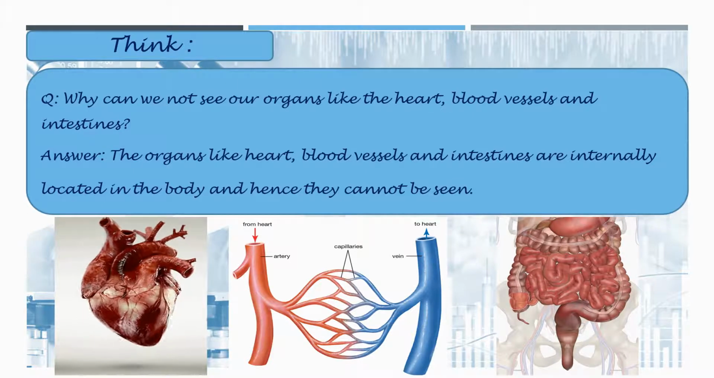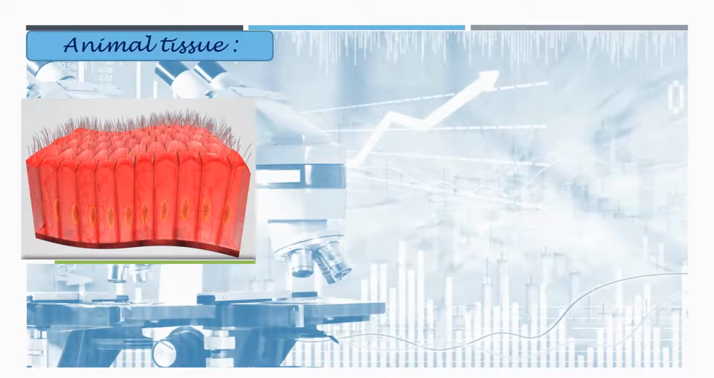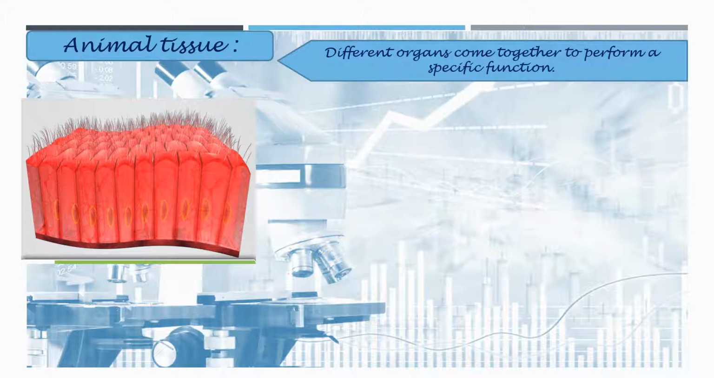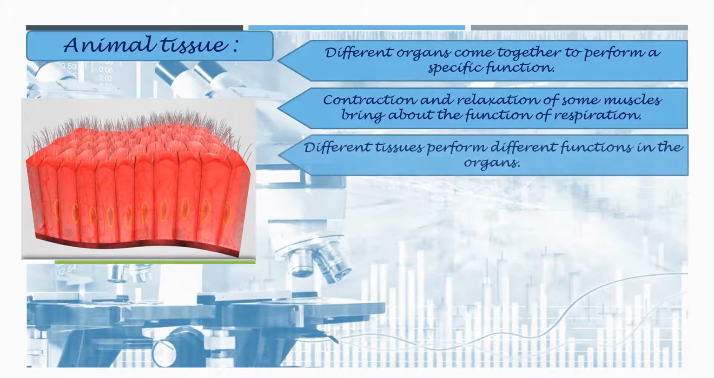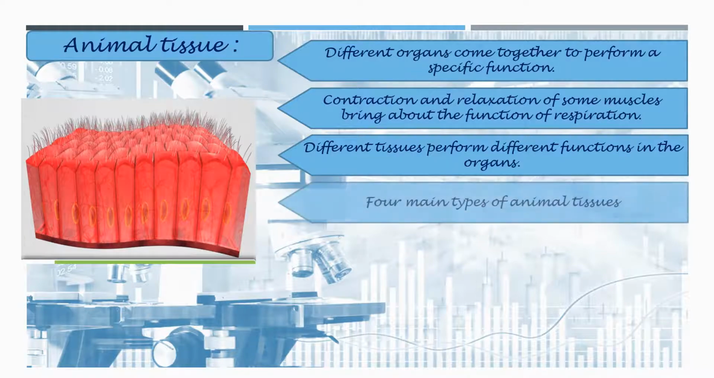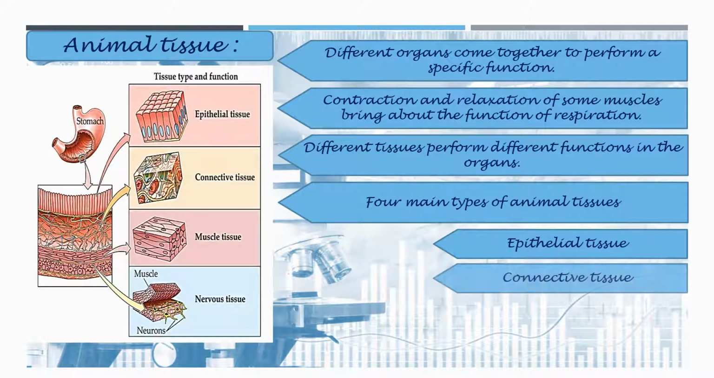Now students, let's learn about animal tissue. In the body of an animal, different organs come together to perform a specific function. Organs like the lungs and trachea, with the help of the contraction and relaxation of some muscles, bring about the function of respiration. And different tissues perform different functions in the organs. Accordingly, tissues are classified into different types. There are four main types of animal tissues, namely epithelial tissue, connective tissue, muscular tissue, and nervous tissue.